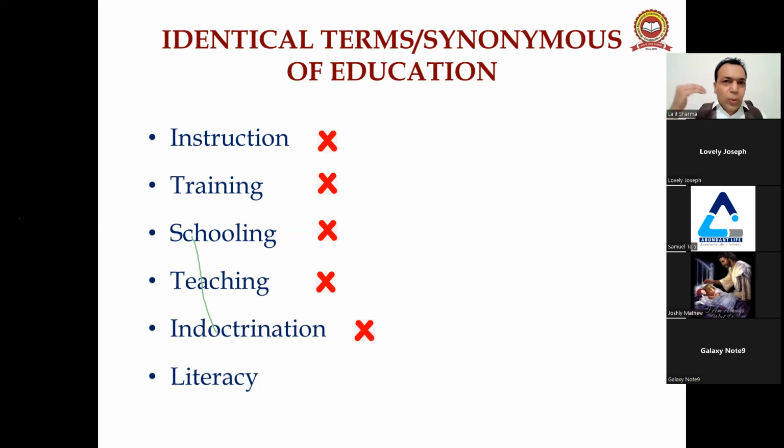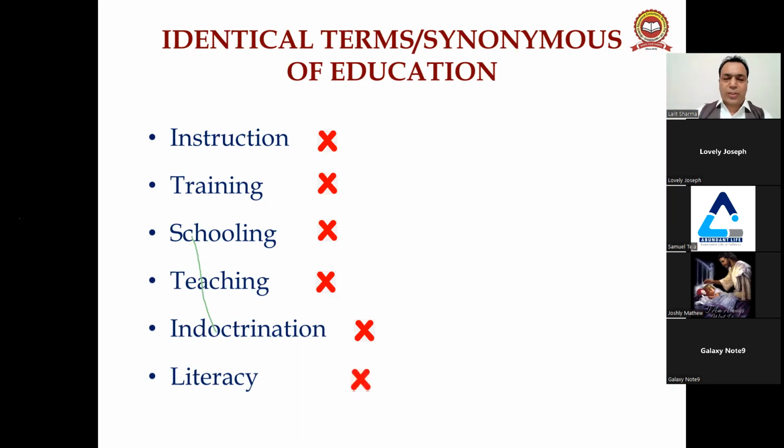Then you are able to know what teaching is. Teaching does not mean getting the material from the book and pouring it into the mind of the student. Teaching means, education means you have to understand the mind of the student and go according to the mind of the student. This is the real meaning of education, and you become trained only once you get educated, right guys? So these are the identical terms and synonyms of education.